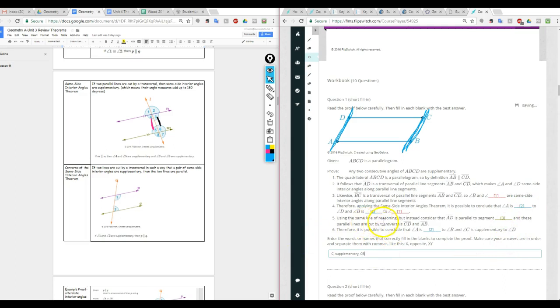And these parallel lines are cut by transversals. So here's our first transversal, BD. And again, it makes all same side interior angles right there. Those are supplementary. So there's our consecutive angles. And then the other transversal would be AB. Again, these are our same side interior angles, which are supplementary consecutive angles.